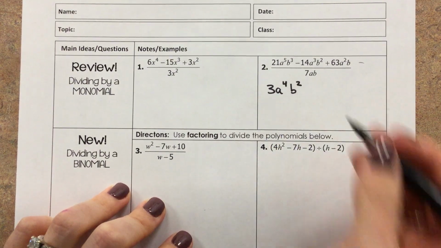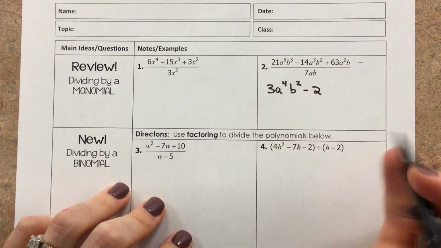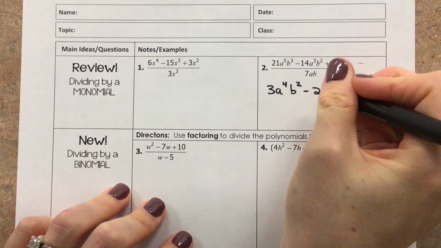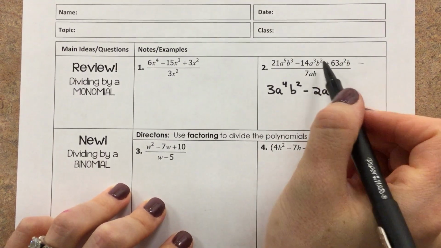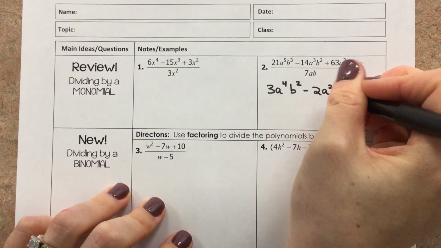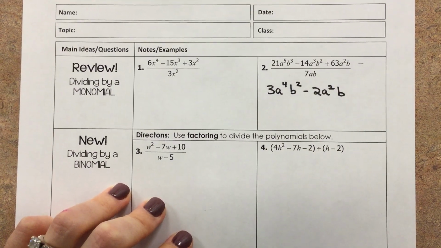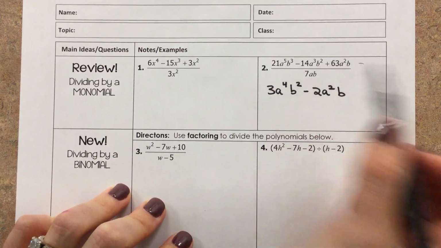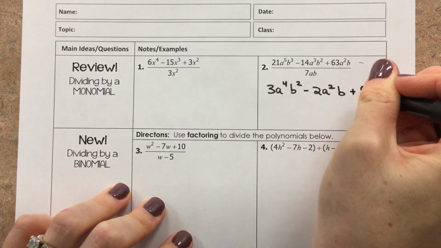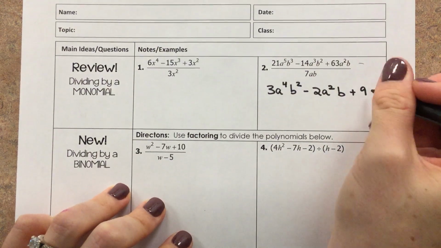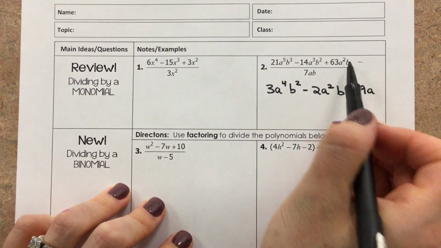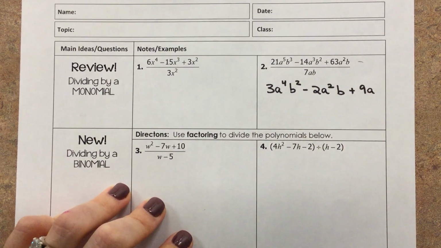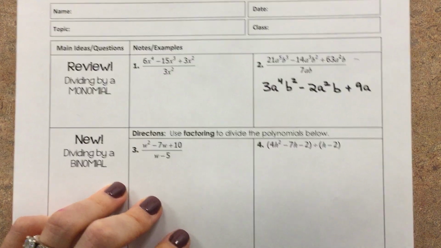So negative 14 divided by 7 is a negative 2. A cubed divided by a is a squared. B squared divided by b leaves us with a b. And then finally the last piece, divide all this by 7ab. 63 divided by 7 is 9. A squared divided by a leaves us with an a. And b divided by b is just 1. So we think of that like it's canceling, so you don't write anything down there.